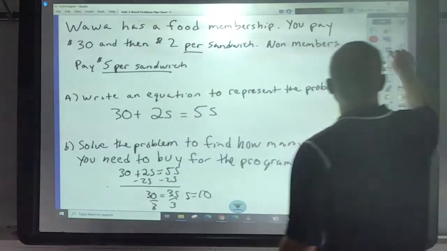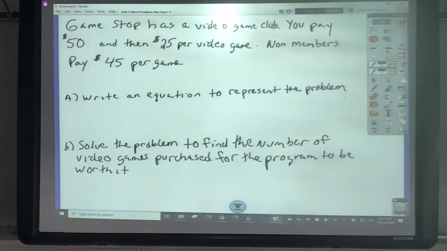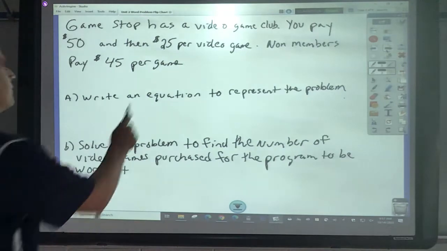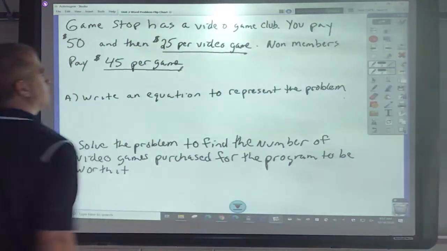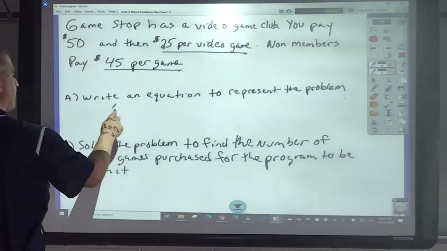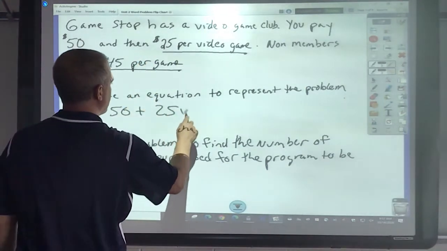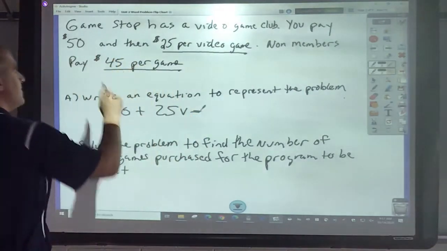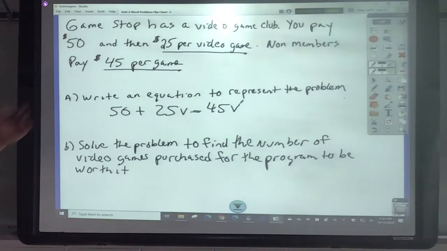Now we're just going to practice one more of those together, and then you can do one on your own, okay? It says GameStop has a video game club. You pay $50 and then $25 per video game. Non-members pay $45 per video game. So I've got the 50 plus the 25 per video game. I'm just going to use V. The non-members pay 45 per video game. So that would be your equation.